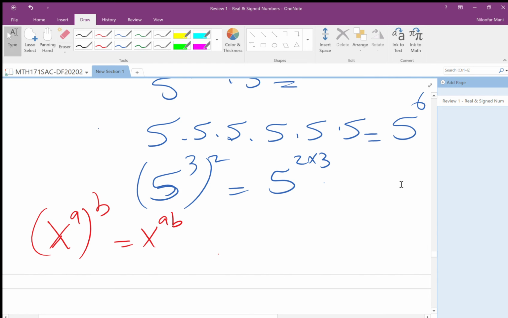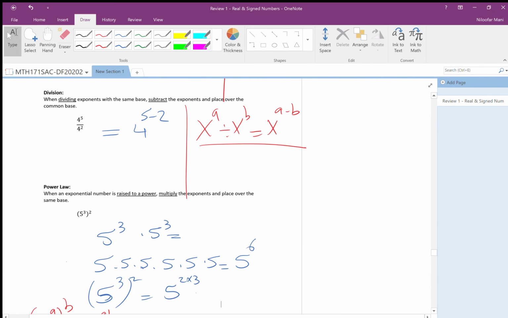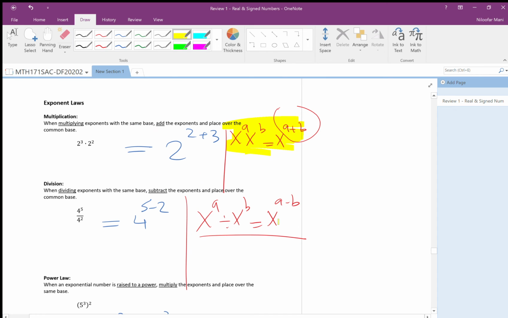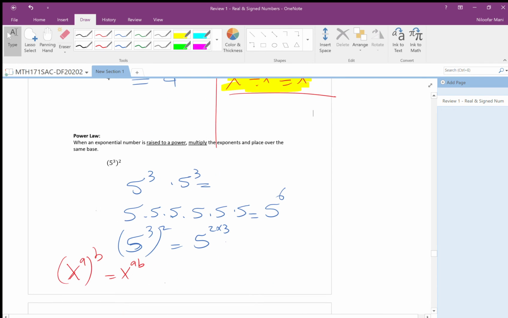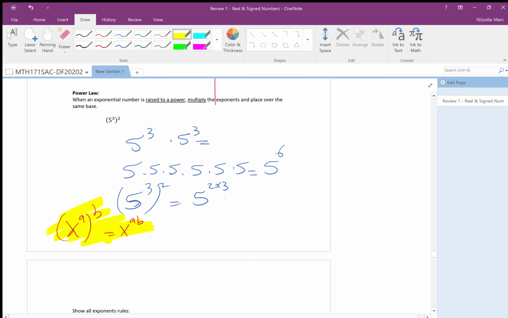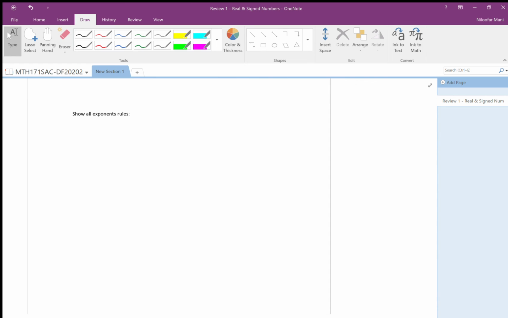Let me see. I can maybe highlight this one as well. Yes, and we can continue here. Let me show all the exponent rules. x power a times x power b is x power a plus b. There is no other rule. I cannot do x times x power a plus b. No, no. There should be the same base and I add the powers. Otherwise, I don't do that.